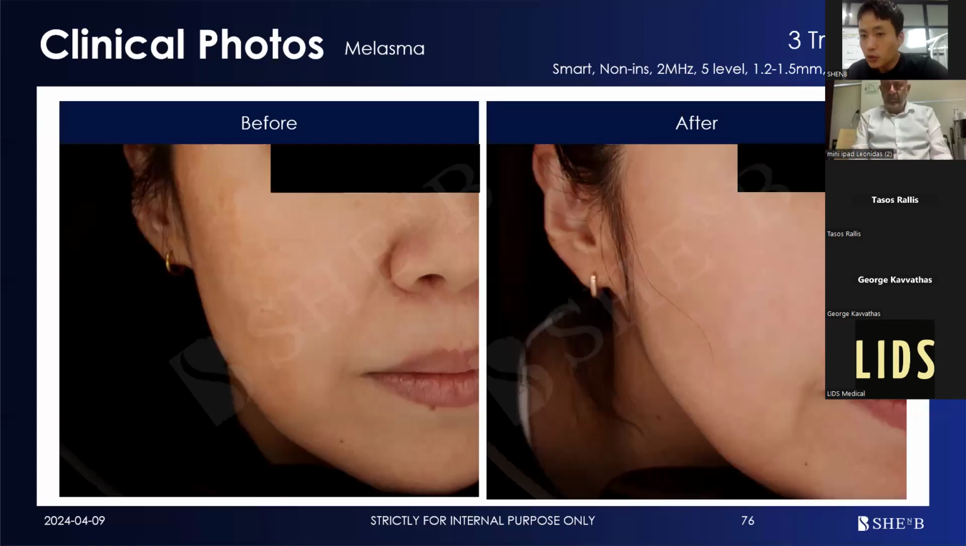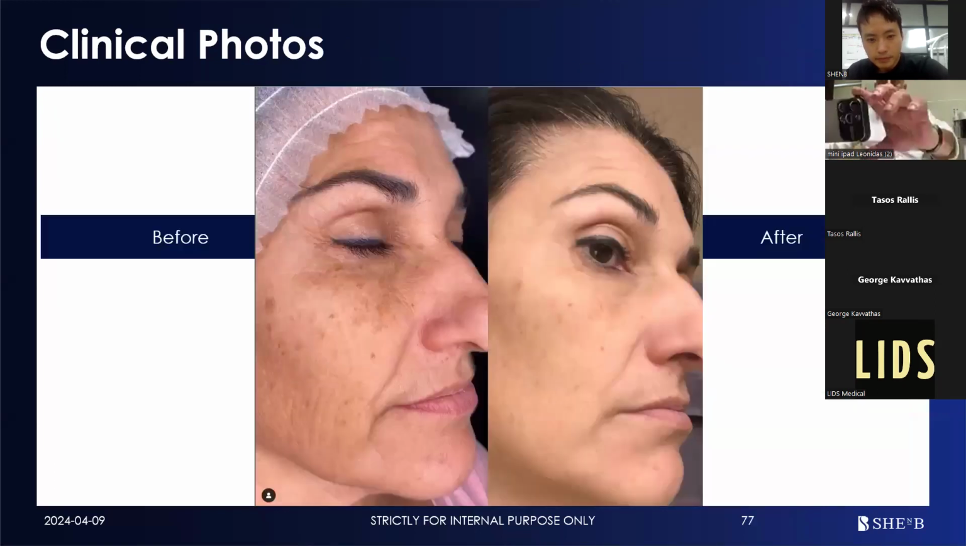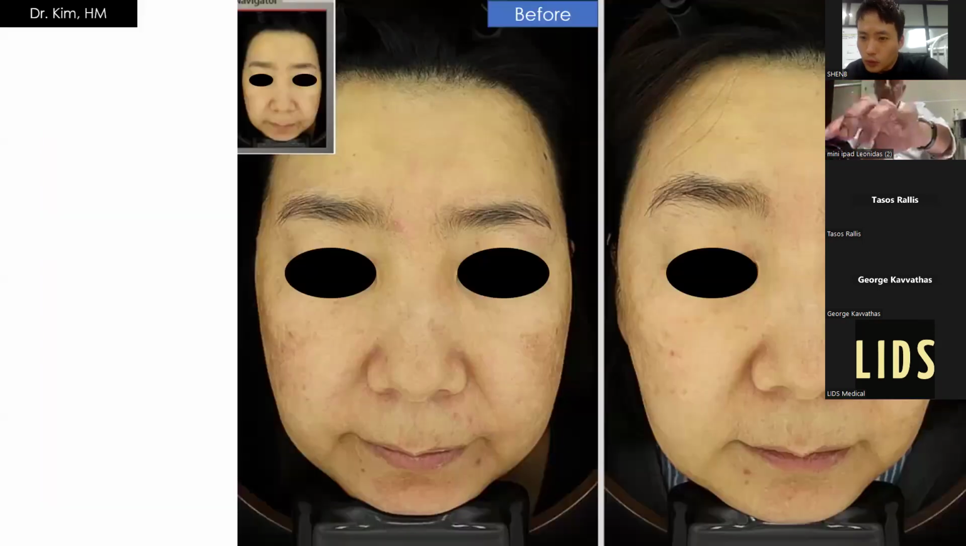These are some photos of melasma before and afters. Not only melasma, this technology can be done for pigmentation and other indications as well.